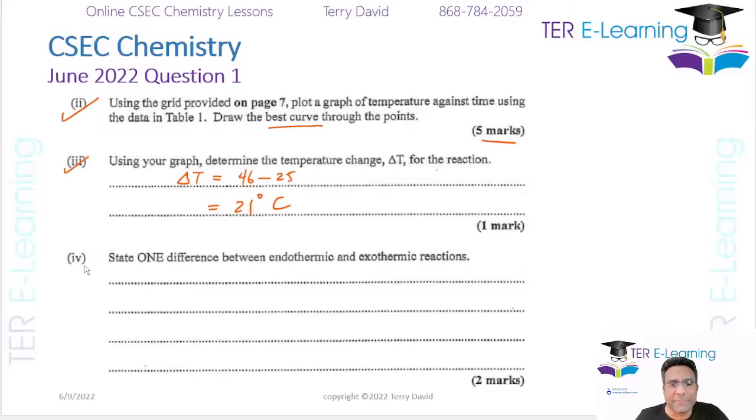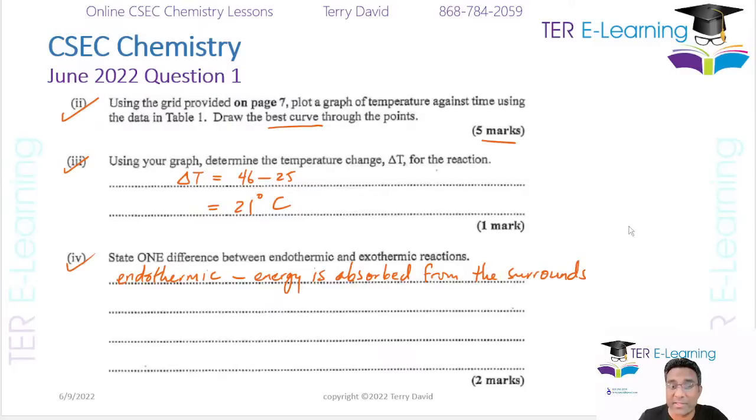Next, they said state one difference between an endothermic and exothermic reaction. You could have selected whatever you wanted. Let me start with an endothermic reaction. You could have simply said energy is absorbed from the surroundings. They just wanted one difference, so you could have put whatever you want. So energy is absorbed from the surroundings.